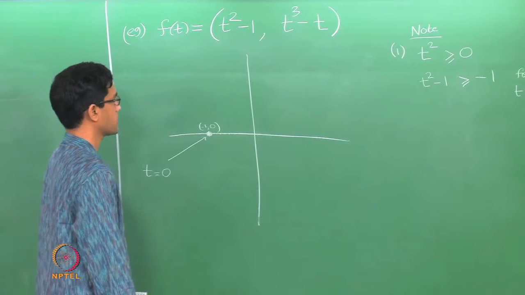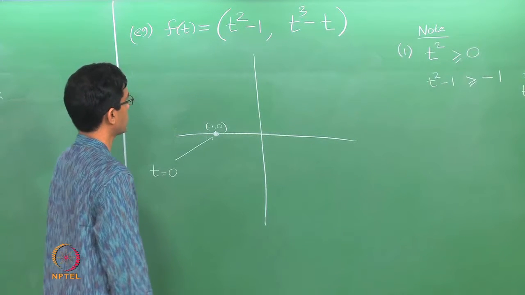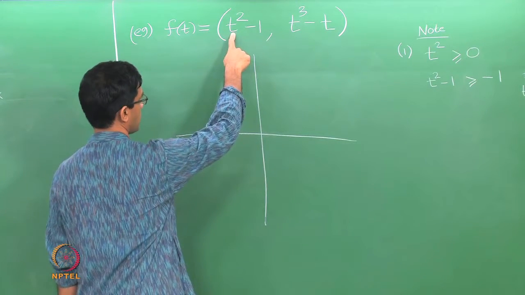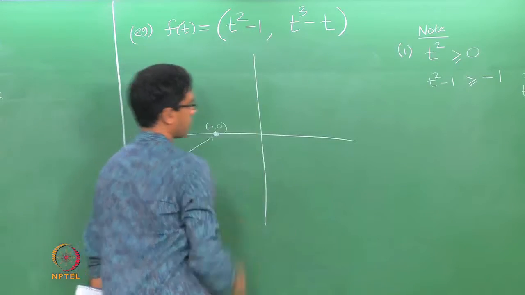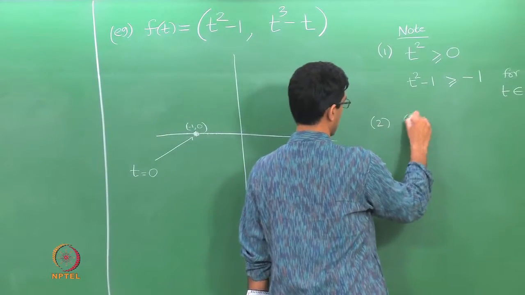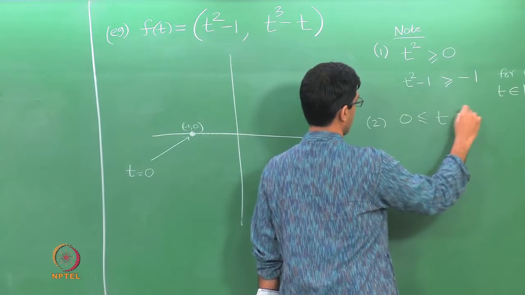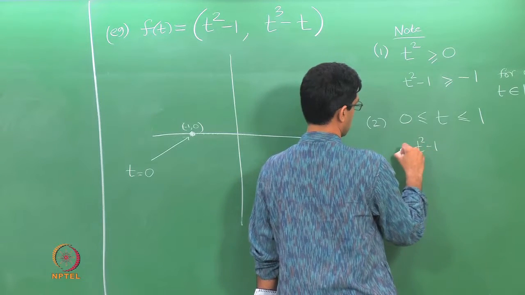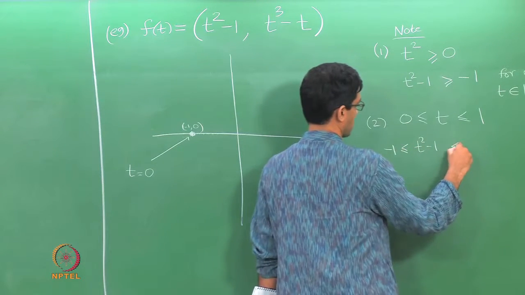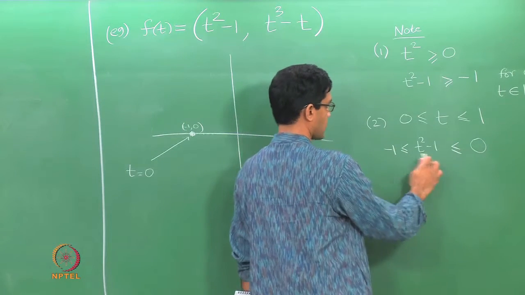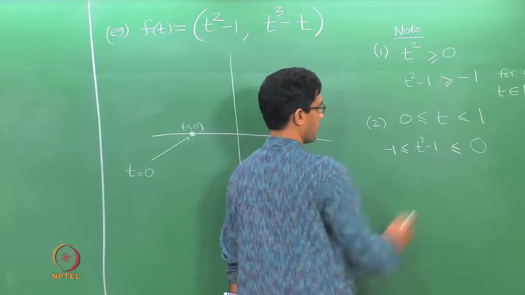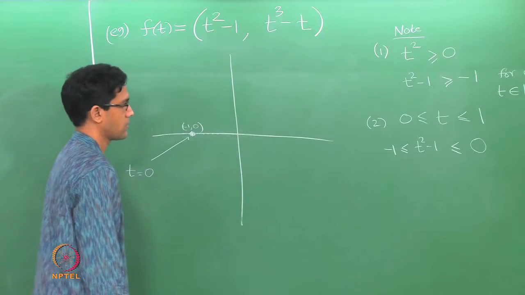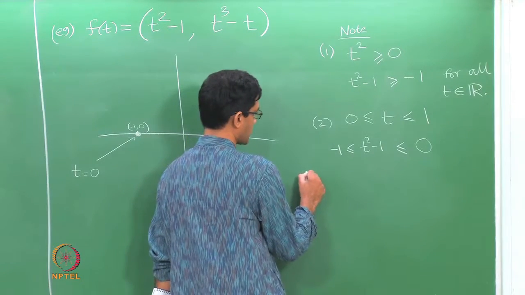Now what happens as you increase t, for instance? So let us figure out if t goes from 0 to 1. So as long as t is smaller than 1, the x coordinate is still negative. So let us analyze what happens when t is between 0 and 1. T square minus 1 is greater than or equal to minus 1, less than or equal to 0. So the x coordinate varies between minus 1 and 0, and it in fact reaches the value 0 at t equals 1.